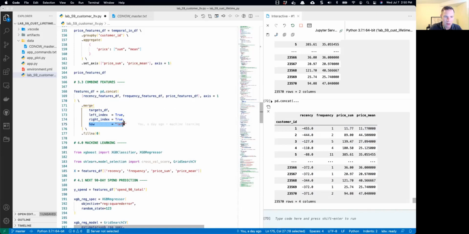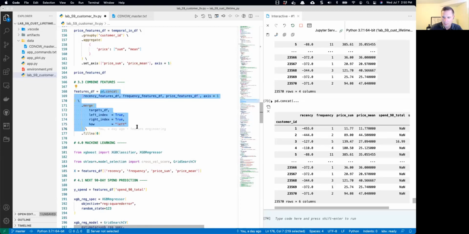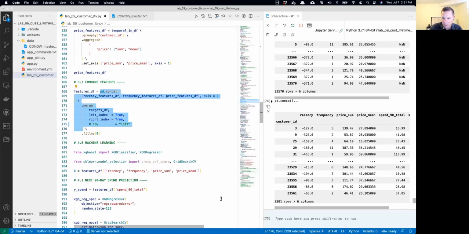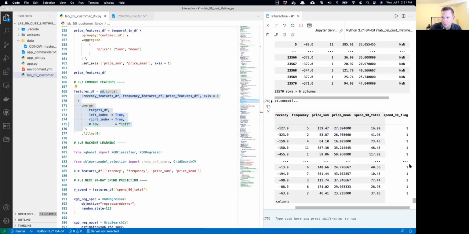So just make sure you have how left, and then left index true, right index true, and this is what did it for me. If I hit shift enter, and I'll show you if I comment that out and do this, I only get 3,300 rows, and my spend 90 flag is all ones. I know that shouldn't be correct because there's a lot of customers that aren't making purchases. So the trick is to have this be how left.